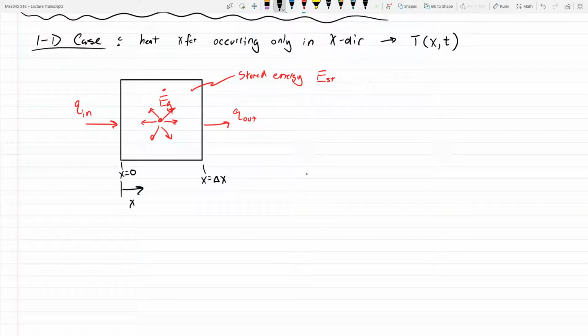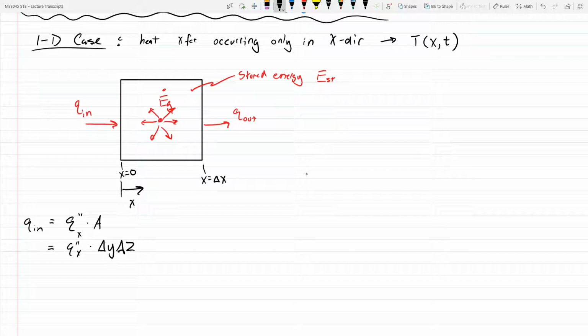So what does our Q in term consist of in this case? Q in is essentially equal to q double prime x times the area of that face that it's crossing, or q double prime x times delta y delta z. So we've got the heat flux in the x direction at this point, multiplied by the surface area of that face.